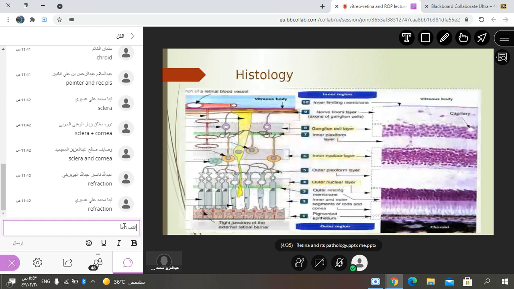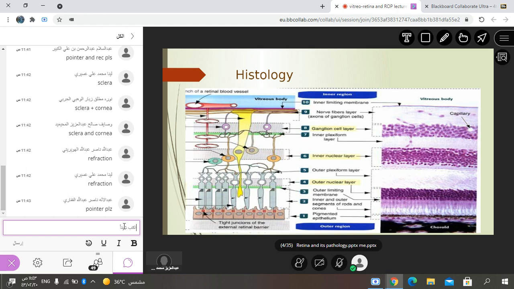Histologically it is formed by 10 layers, starting from the inner limiting membrane, followed by the nerve fiber layer, followed by the ganglion cell layer, then the inner plexiform layer. The inner plexiform layer interconnects the ganglion cell layer with the inner nuclear layer, which is formed by the bipolar cells, and then the outer plexiform layer, which interconnects the inner nuclear layer and the outer nuclear layer.